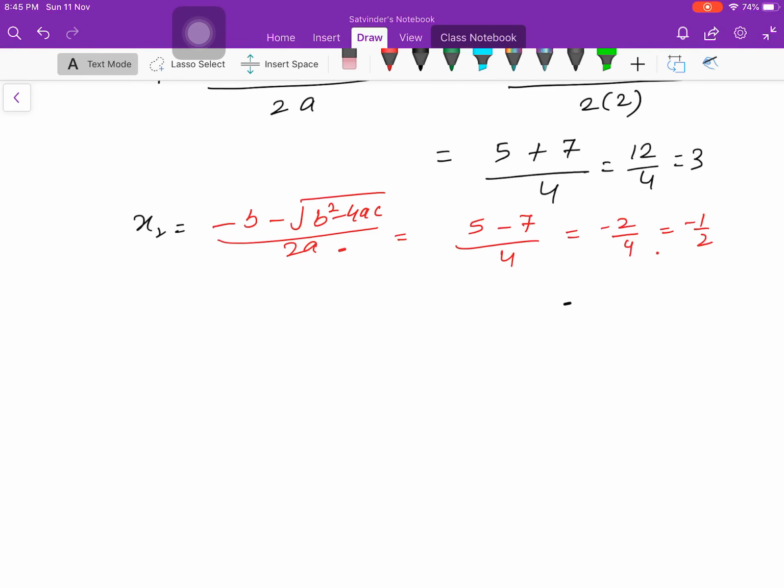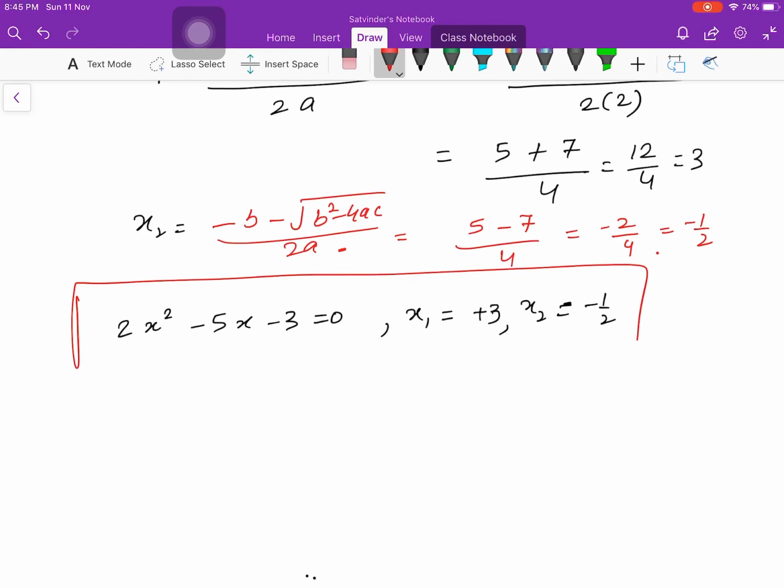So for this equation, we got x1 and x2, two different values. So I'm going to write your equation here. 2x square negative 5x negative 3 equals 0 has two solutions, which are x1 is positive 3 and x2 is negative half. Okay, so that's how you have to solve. Fine, practice with more equations.